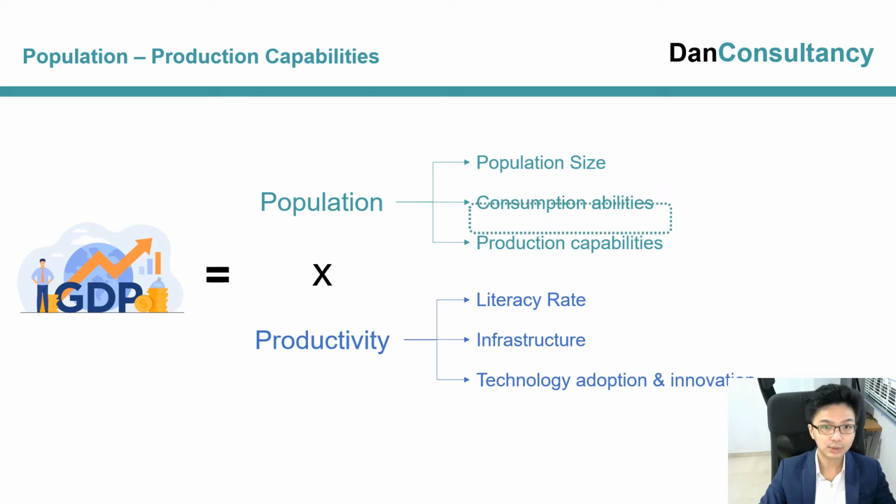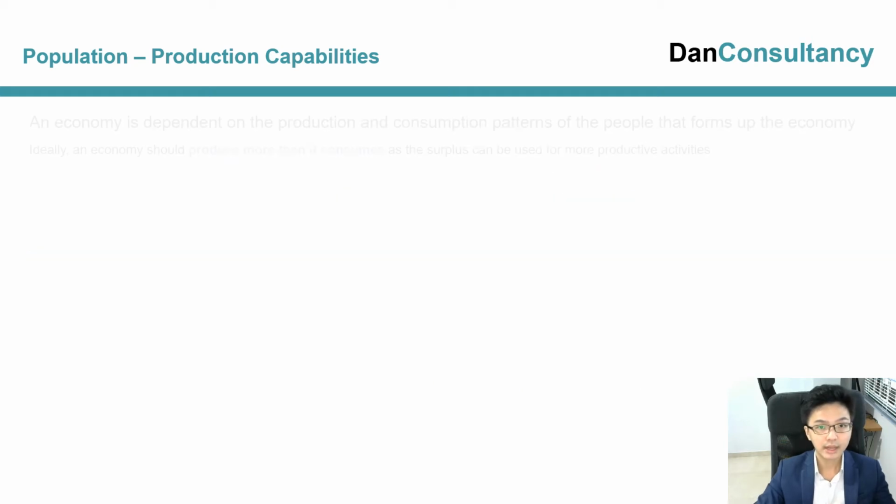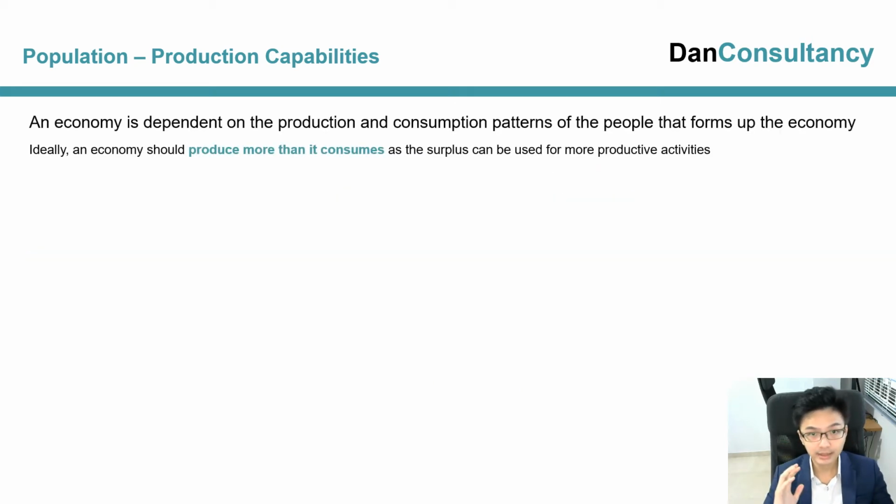Moving on, let us look at the third factor of population, which is the production capability of the population itself. In any given economy, we are always playing the game of balancing between production and consumption, right? Ideally, an economy should produce more than what it consumes, as the surplus can then be used for more productive activities that will generate additional outputs and profits down the road.